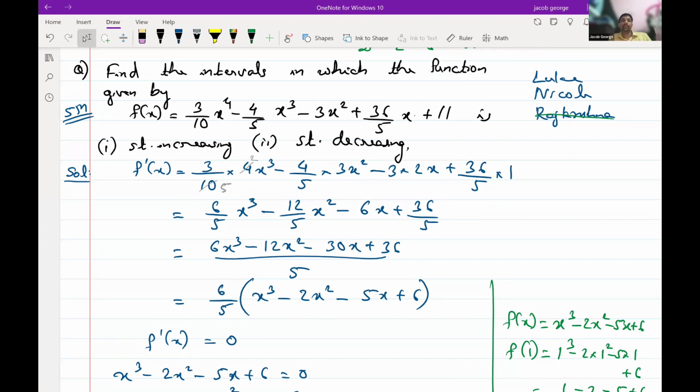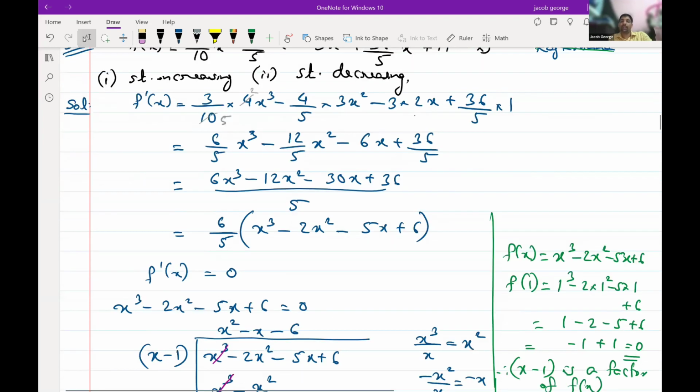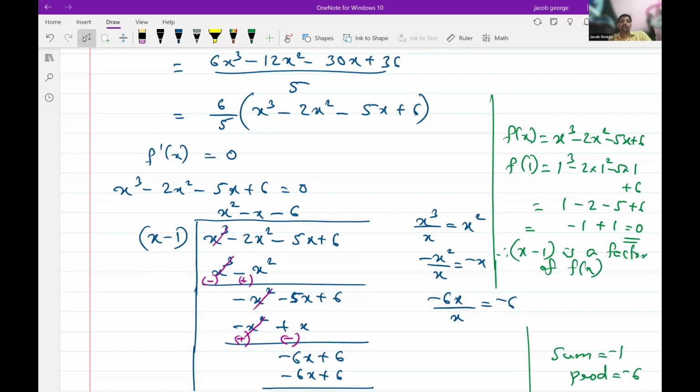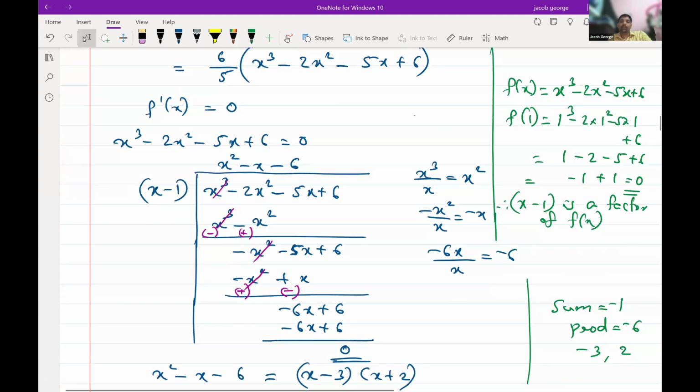6 by 5 is taken outside after taking the LCM. Then that cubic polynomial factorization is done, by the class 9 method, the trial and error method. So f of 1, when we checked, it is 0. So x minus 1 is a factor of f of x. Then x minus 1 is divided there, so we got the quadratic polynomial. You can see the long division process. Long division is done. We got quadratic.